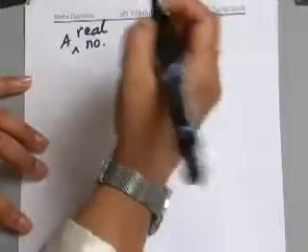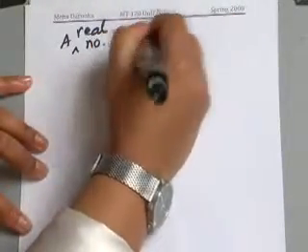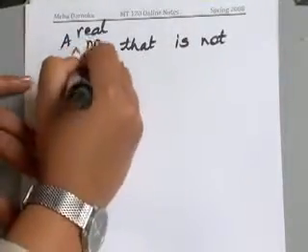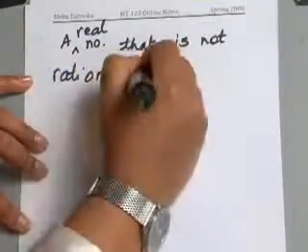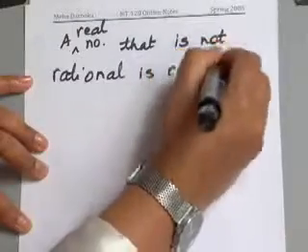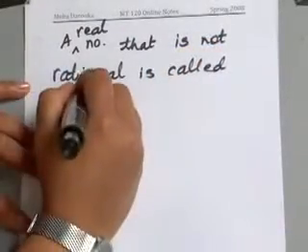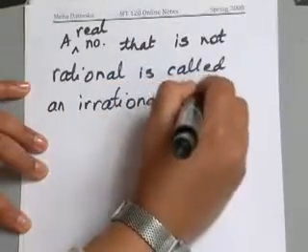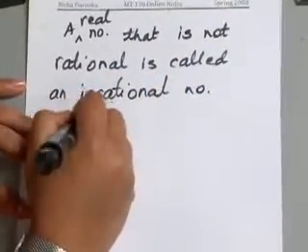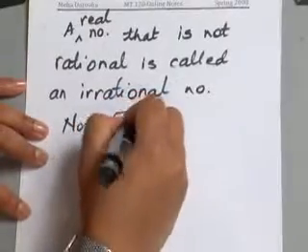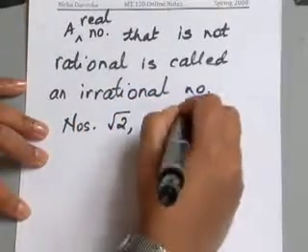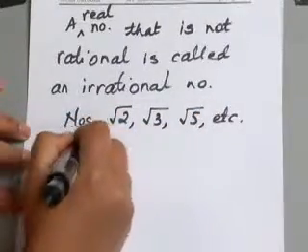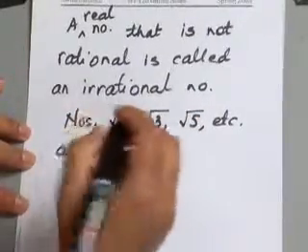Okay, so a real number that is not rational is called an irrational number. Okay, and numbers like square root of 2, square root of 3, square root of 5, and others are what we call irrationals.